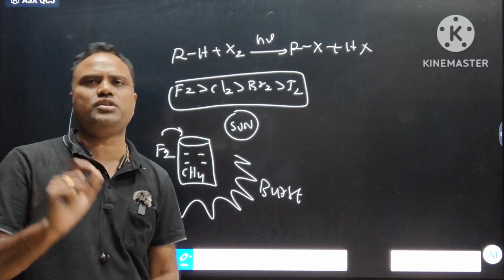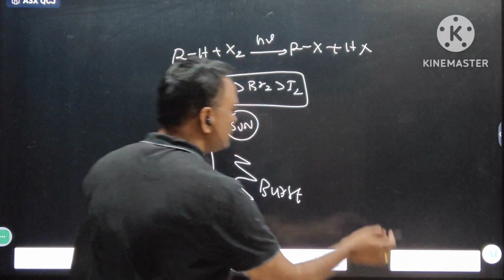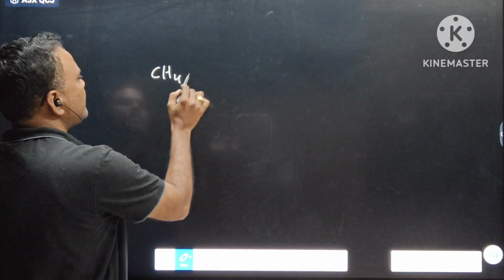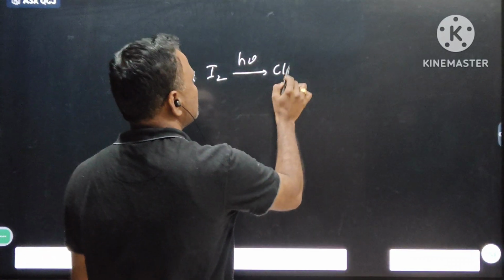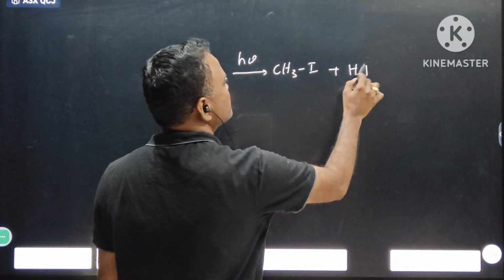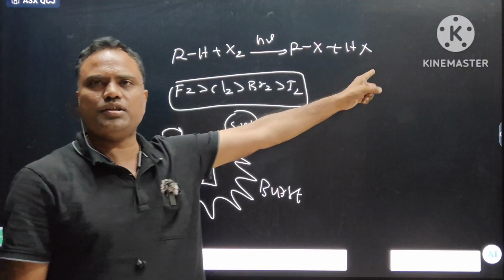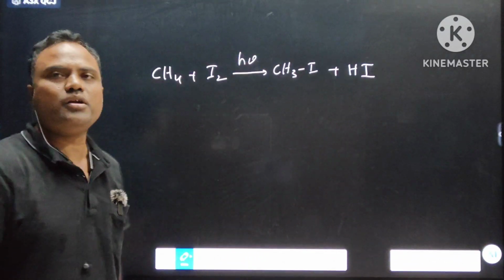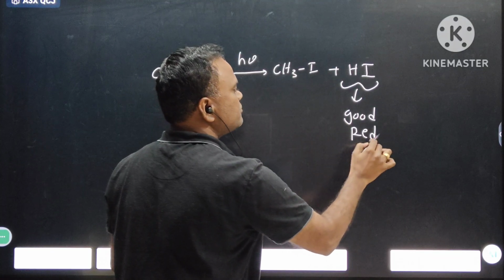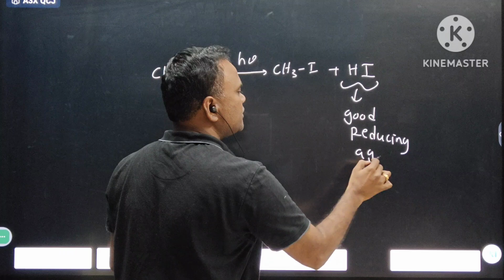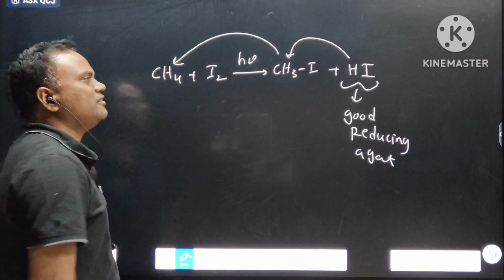I said one thing: it is very slow, because the reactivity of iodine is very low. Along with that, there is another reason. See, I'm trying to prepare alkyl iodide by using that halogenation method. I'm getting alkyl iodide and HI, hydrogen iodide. What is the byproduct? In the previous reactions the byproduct was HX, meaning HCl or HBr. Here what is the byproduct? HI. HI is a good reducing agent. This reducing agent reduces methyl iodide back to methane.